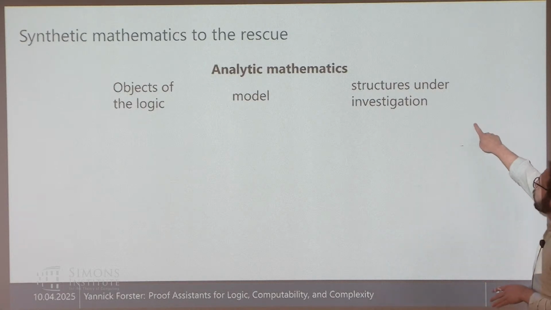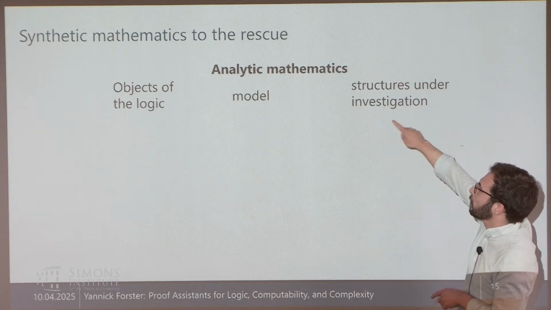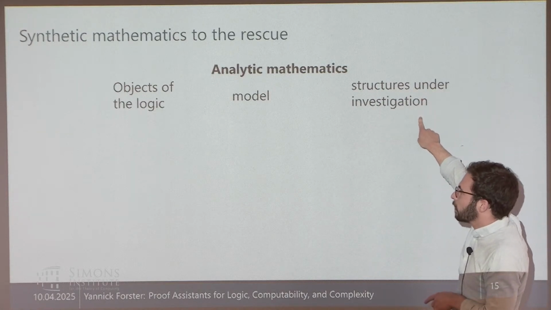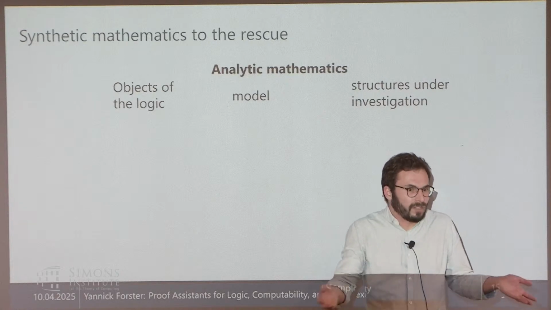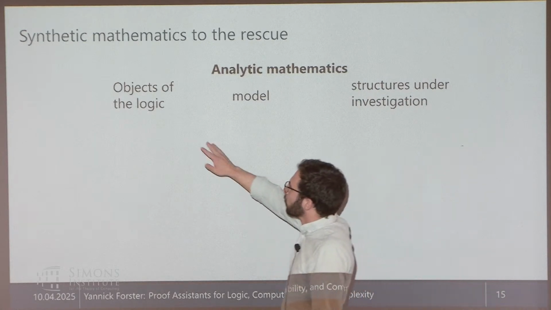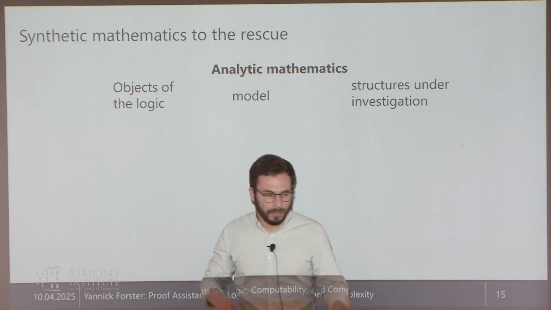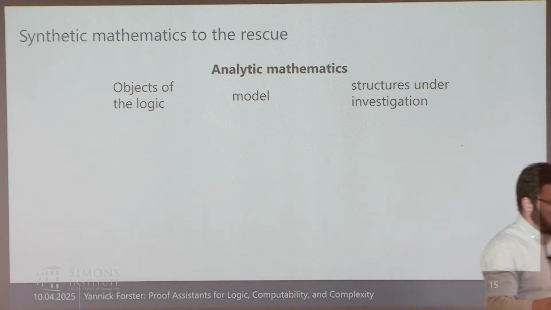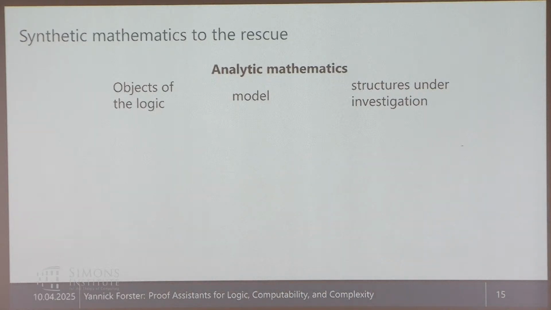The usual perspective by people that call this synthetic mathematics is called analytic mathematics. So let's call it just mathematics, the thing people do, where you use the objects of the logic, so think sets, relations, these kinds of things, to model the structures under investigation. So in the end, the Turing machine is a 5-tuple of things, and you encode everything in your model, in your logic that you have.